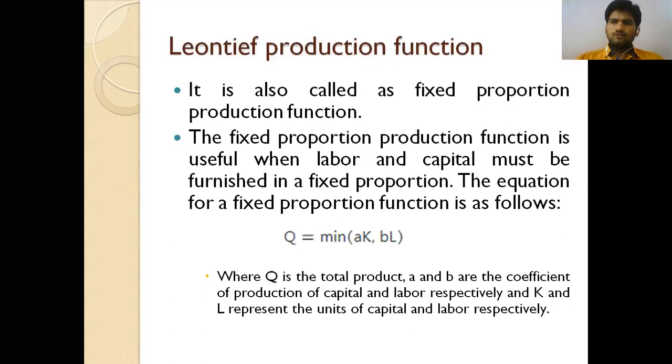So how are we going to be different? In the previous topic, we saw that variable changes in labor and capital. What are the different results we are going to produce in the Cobb-Douglas method while we are applying them? So here we instruct that the labor and the capital must be furnished in a fixed proportion. So we are going to fix them.